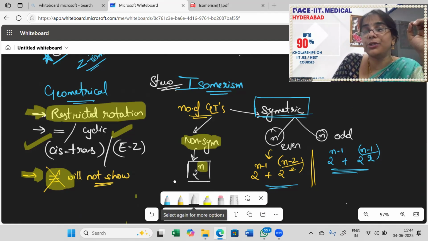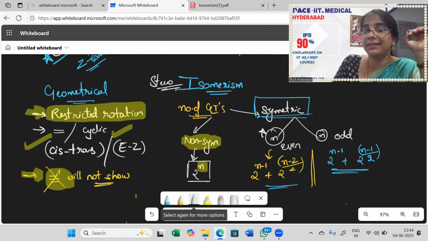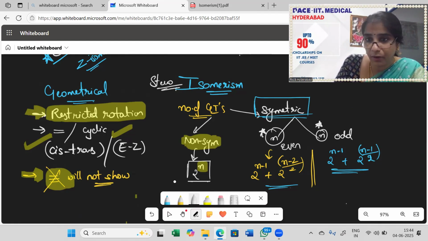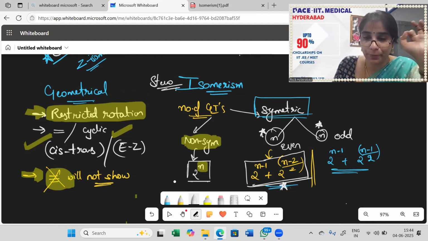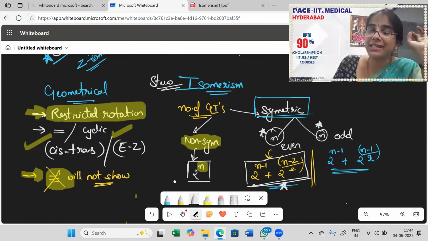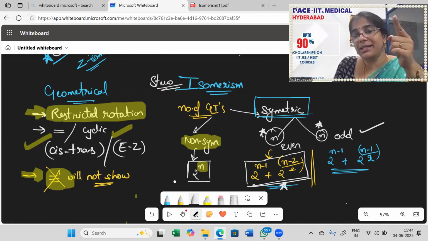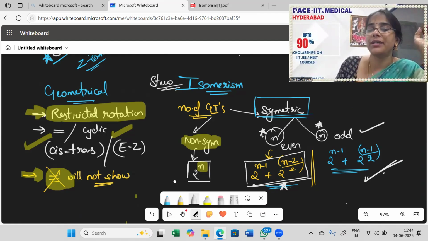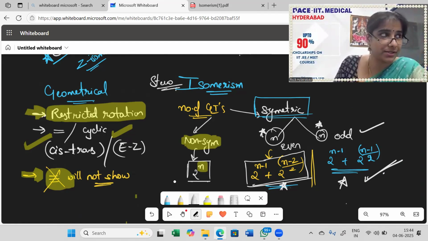Then you have your symmetrical case. If you have a symmetrical figure, then n can be either even or odd. If n is even, then you have 2 power n minus 1 plus 2 power n minus 2 by 2. These many geometrical isomers you are going to get. And if n is odd, then 2 power n minus 1 plus 2 power n minus 1 by 2 is the number of isomers, where n stands for your stereo centers.